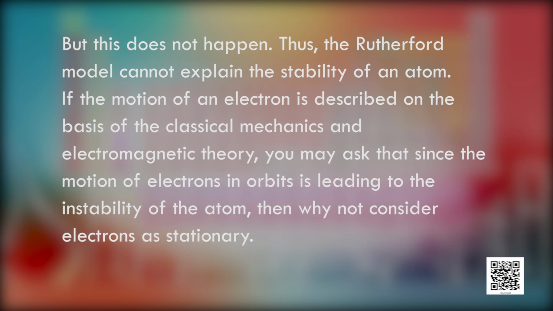You may ask that since the motion of electrons in orbits is leading to the instability of the atom, then why not consider electrons as stationary around the nucleus? If the electrons were stationary, the electrostatic forces of attraction between the dense nucleus and the small electrons would pull the electrons, and again the electrons would merge into the nucleus.